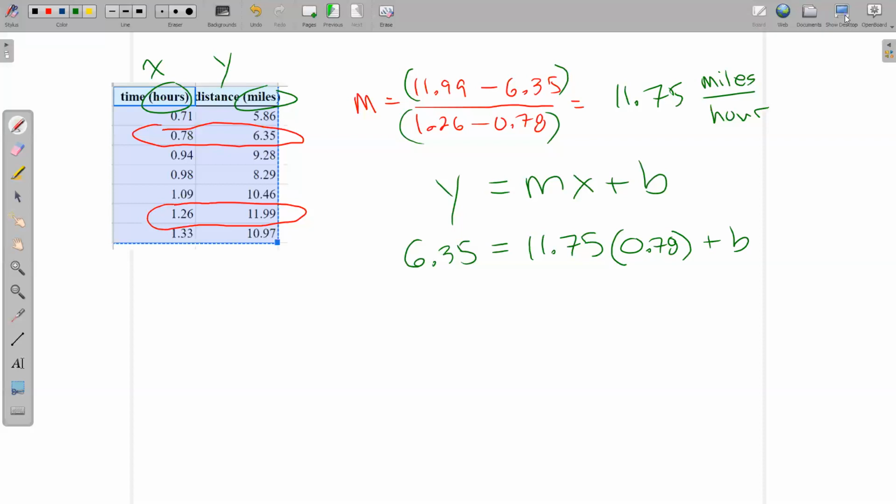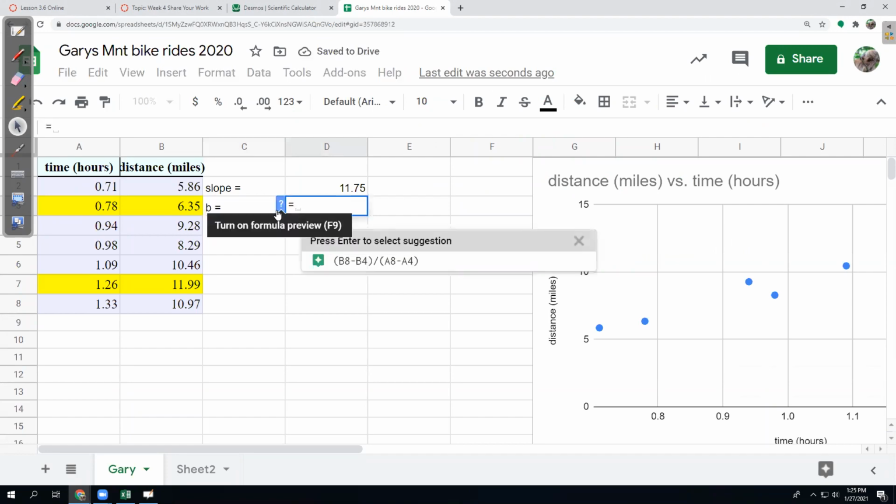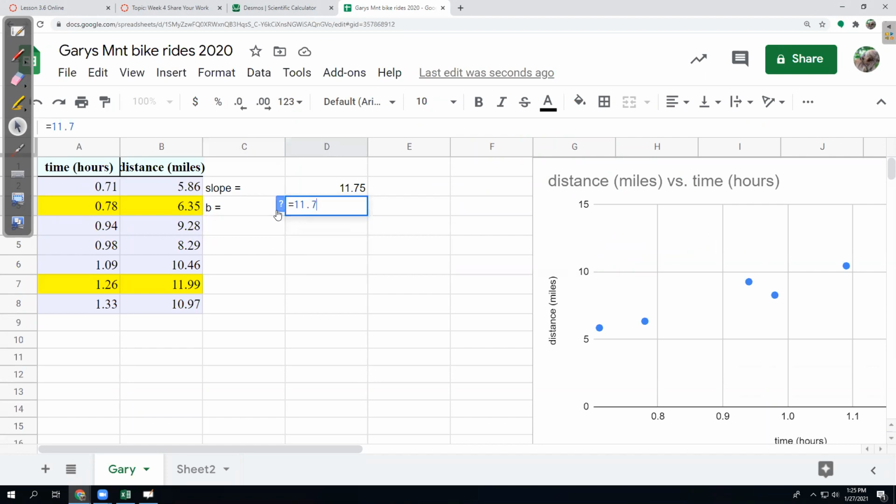And since I started calculating in a spreadsheet, I'm just going to go back there to do that. So I'm trying to find b, my y-intercept, and the first step in that is multiplying that 11.75 by that 0.78. Is that right? That looks right. So that gives me 9.165.